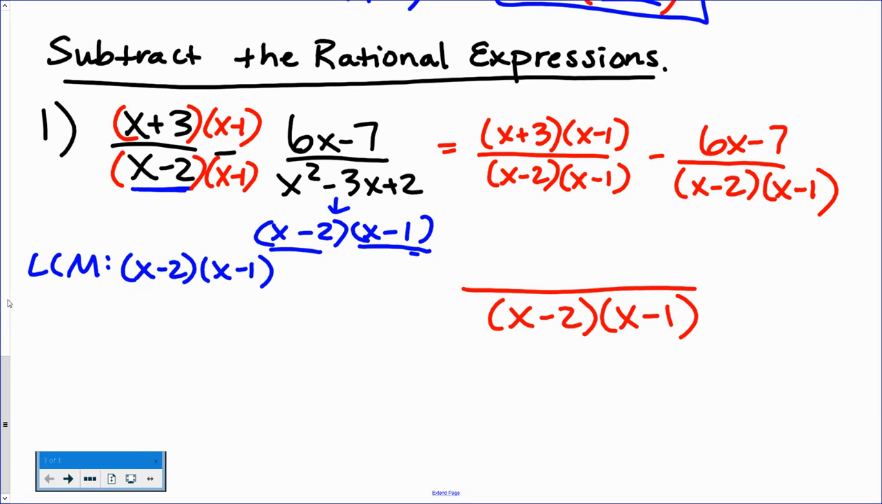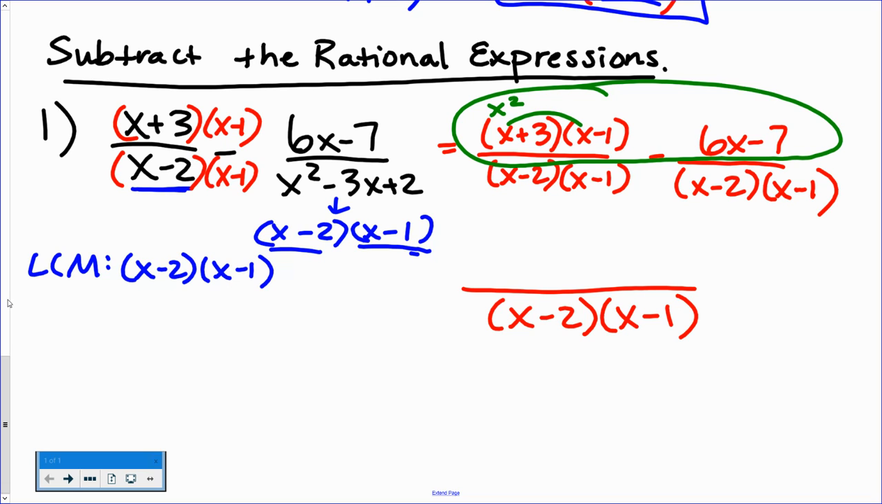Up on top, I need to subtract. So if I'm trying to subtract that part right there, I'm going to need to distribute out the top. So I got to take my x squared minus x plus 3x and minus 3. So I've got x squared plus 2x minus 3.